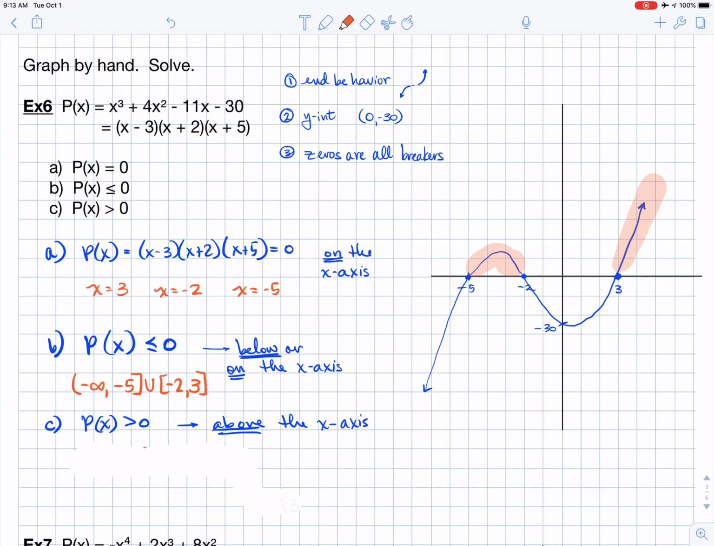Use intervals again. My first interval, notice, is going to be from negative 5 to negative 2. This time I will not be using the square brackets because I don't want the on pieces, I only want the above pieces. So from negative 5 to negative 2. And then the second piece that's above is going to be from 3 out to infinity. Again, using round parentheses because I don't want any of the ons. I only want the aboves.